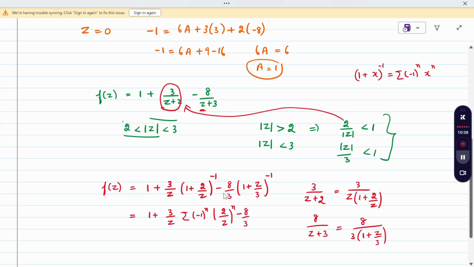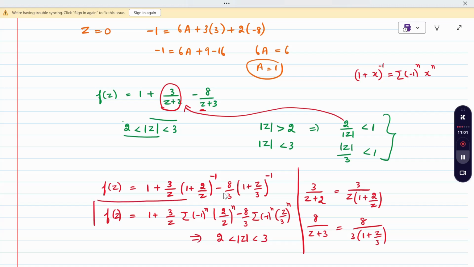Now this also, when I write it, is the same concept. Summation over minus 1 the whole power n, z by 3 the whole power n. So completed. So this is our expansion with respect to the condition given, 2 is less than modulus of z is less than 3. With respect to this condition only we have expanded the Laurent expansion. This is the way you have to do it for the Laurent expansion. We have to remember only this case.